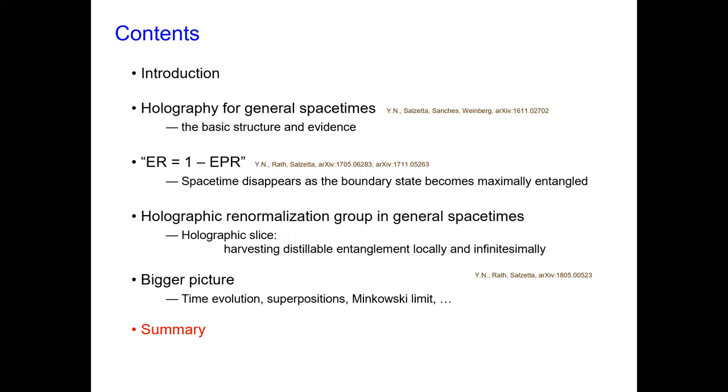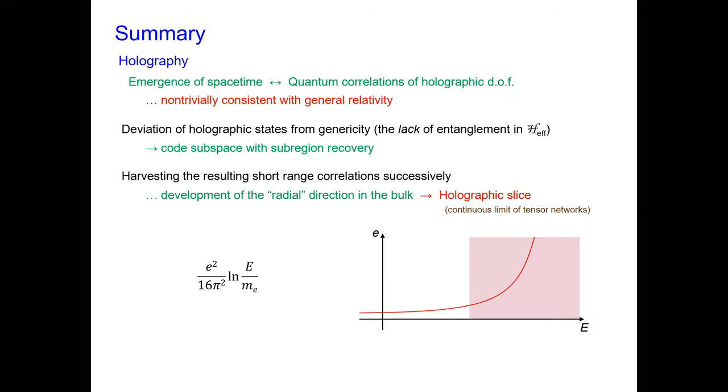So let's wrap up. It's almost 1 hour. Summarizing, holography is a key to quantum gravity, and the idea is, of course, that the emergence of spacetime has to do with the quantum information theoretic correlation in the holographic boundary degrees of freedom. And this idea is even beyond AdS; it's non-trivially consistent with general relativity, which could have not been the case. And we can check these deviations.